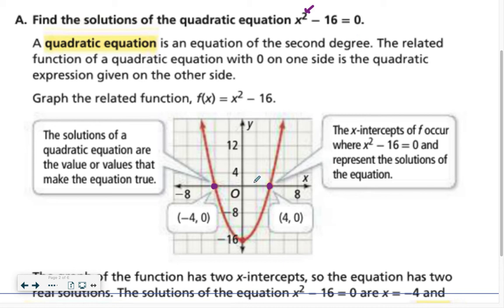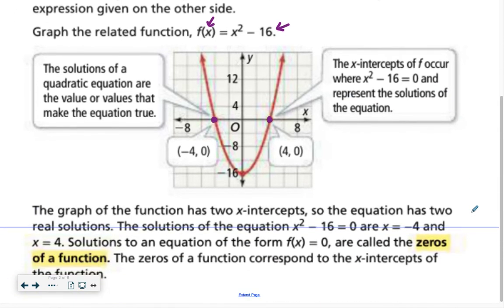And then when you hear the phrase related function of a quadratic equation with 0 on one side and the quadratic expression given on the other side, again, that's a lot of big words that you're probably like, Ms. Johnson, what is it saying? Yeah, this is the related function. Instead of it being equal to 0, they replace it with f of x. That's what all of these words mean. Related function, f of x equals. Equation, 0 equals. All right, so that is really the main takeaway here.